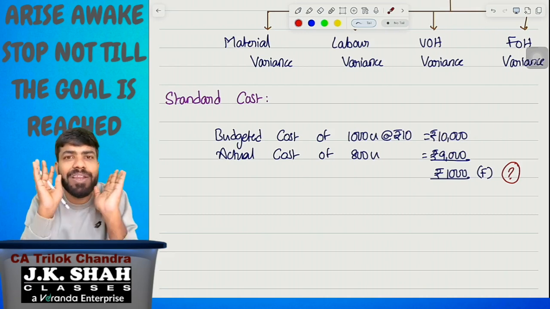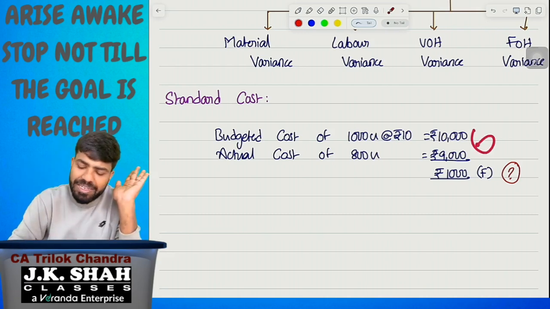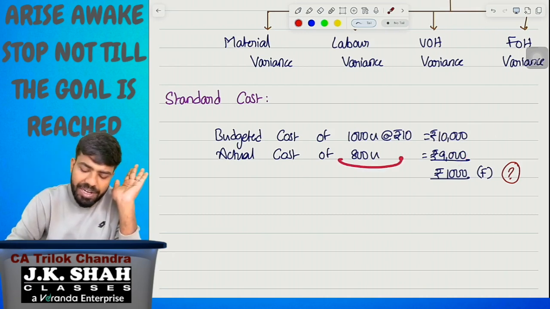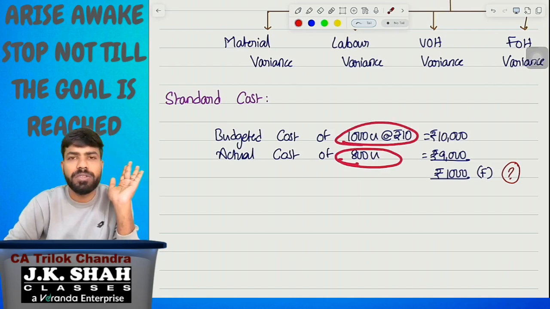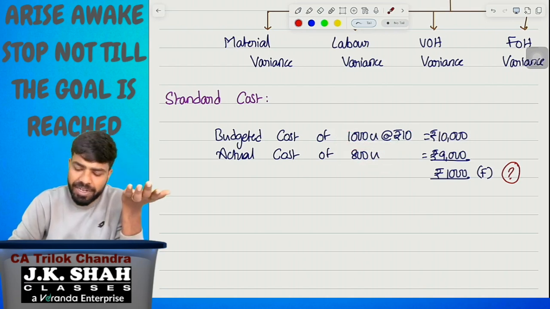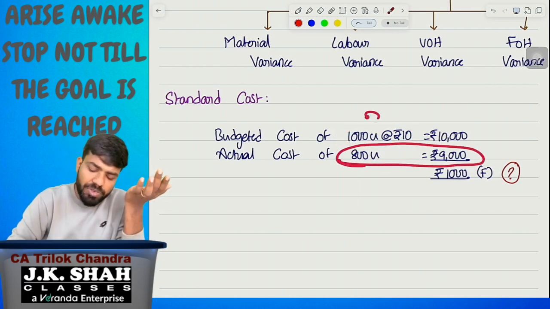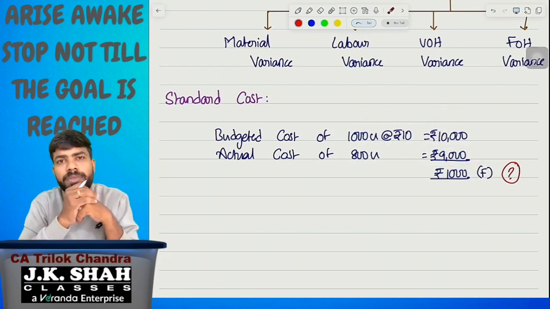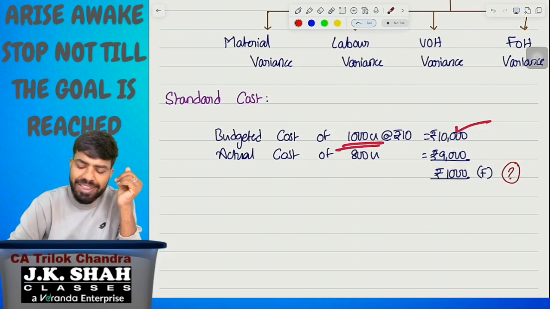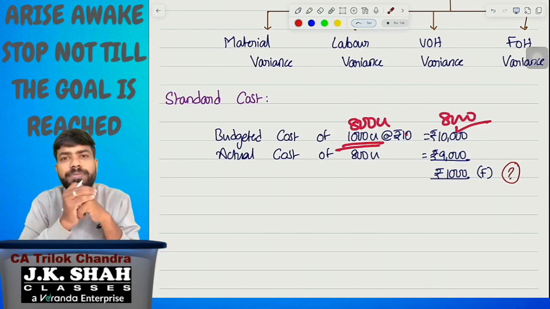Simply telling what we are going to do. This comparison is absolutely wrong because 800 units cost is compared with 1000 units cost. Then what is the right way of comparison? 800 units actual cost should be compared with 800 units budgeted cost. 1000 units budgeted cost is 10,000. 800 units budgeted cost is 800 into 10, 8,000.